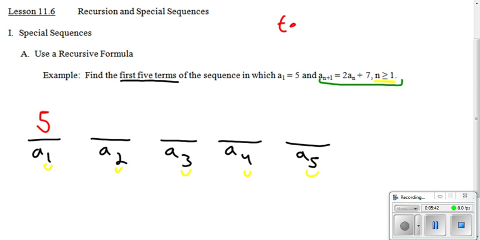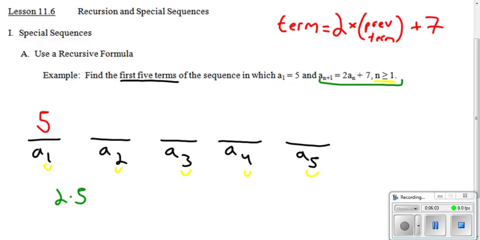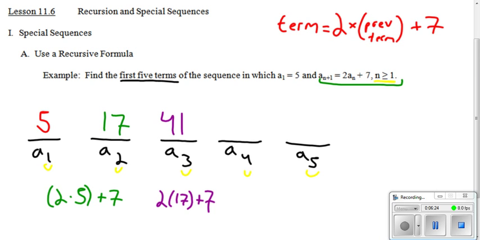Well, it's saying that the term that we're looking for, our n plus 1, equals 2 times our previous term, and then add 7. So if our previous term was 5, we need to take 2 times 5 and then add 7 to get our new term. So that would become 17. To get our third term here, we would do 2 times 17 plus 7. Okay, 2 times 17 is going to come out to 34, plus 7 is 41.